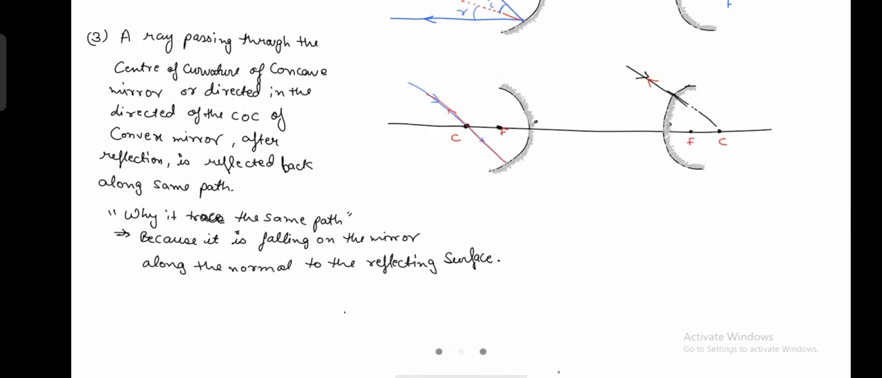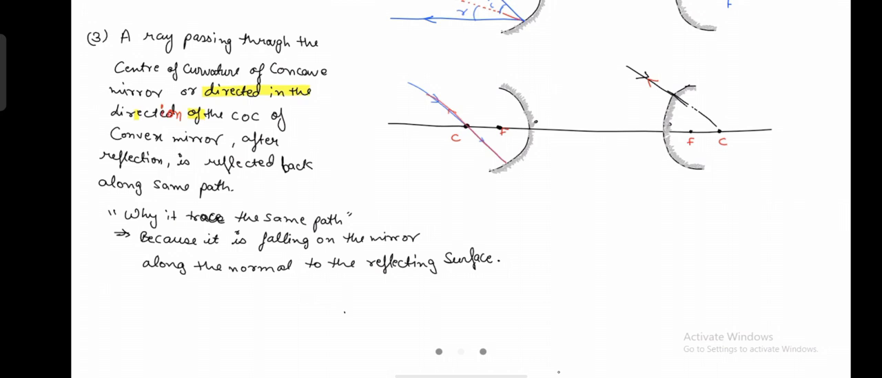Let's go to the definition part once again: a ray passing through the center of curvature of the convex mirror, or directed in the direction of the COC, that is center of curvature of the convex mirror. There is some problem with the wording, it should be directed in the direction of the center of curvature of the convex mirror.